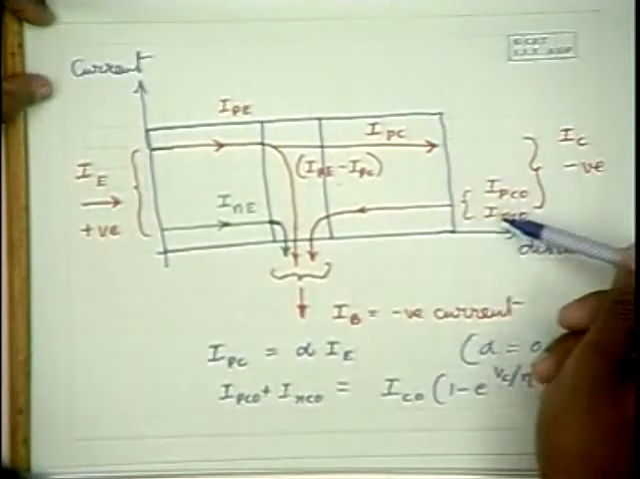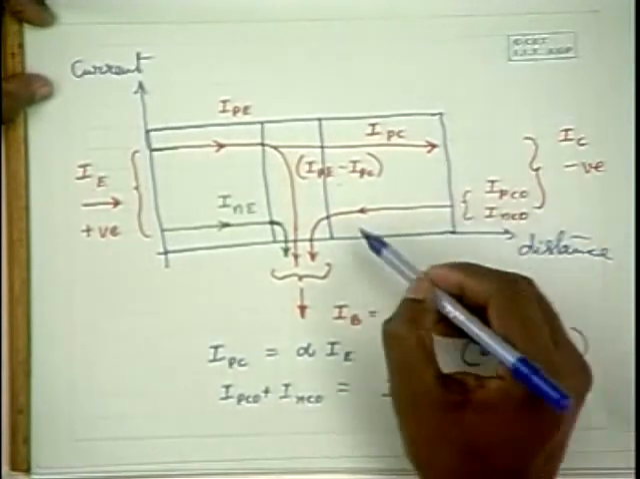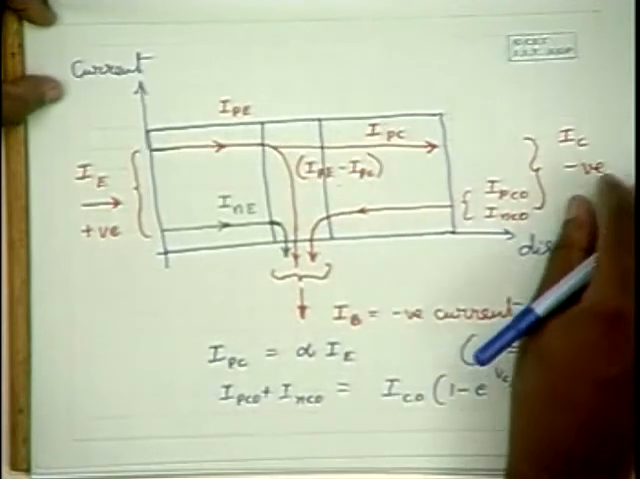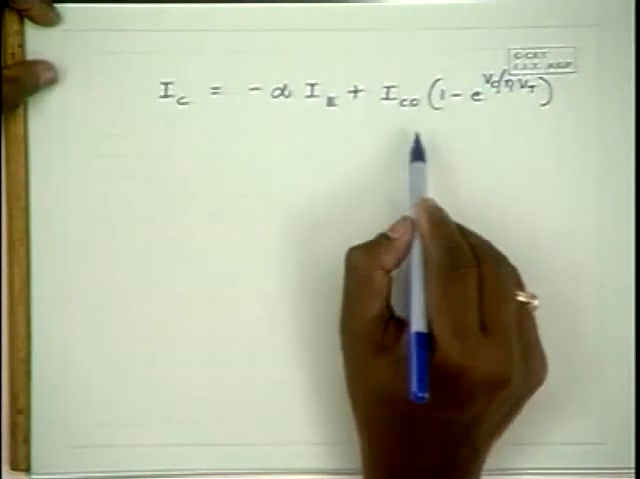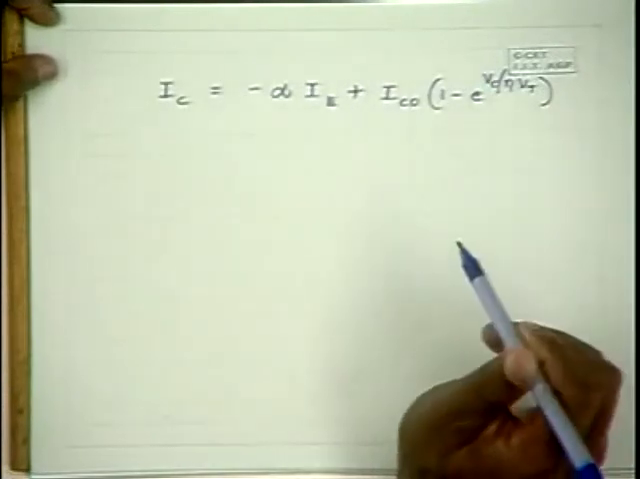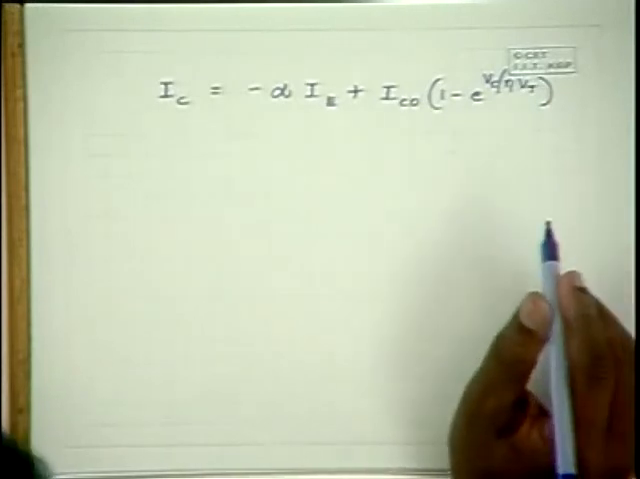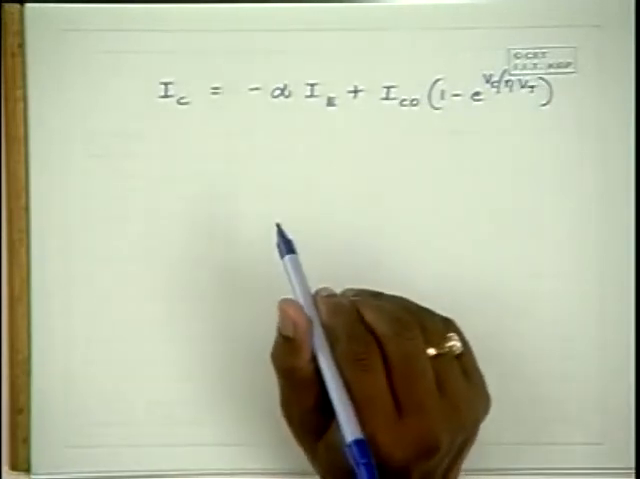plus IC naught, which is the current that goes inside here as per the symbol, because it is the reverse current, and because of that it is additive over here. Hence this is minus alpha IE plus IC naught into 1 minus e to the power of Vc by eta Vt. So this is the expression for the current. As I mentioned, alpha is of the order of 0.98. Any questions?